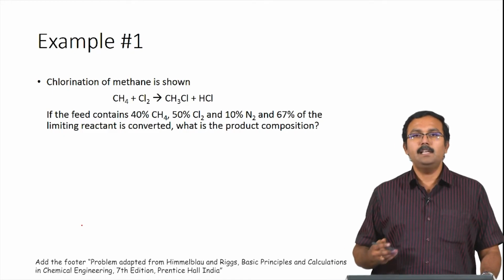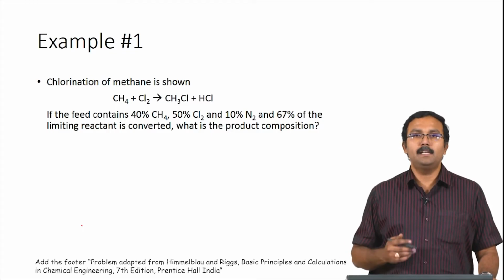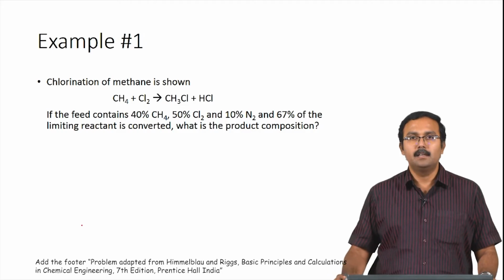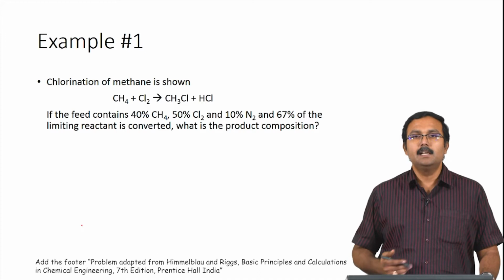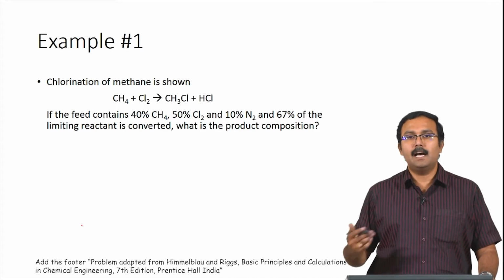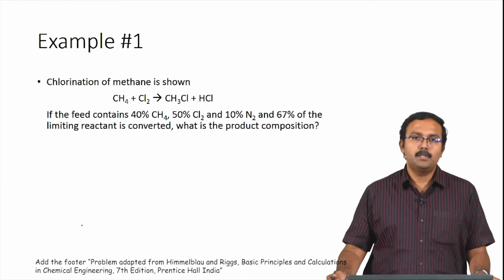The first thing you see in the problem is no mass or mole flow rates have been given for the system, which means we would have to assume a basis. As the composition has been given in terms of percentages, we can use 100 moles as the basis. Why do we choose 100 moles?